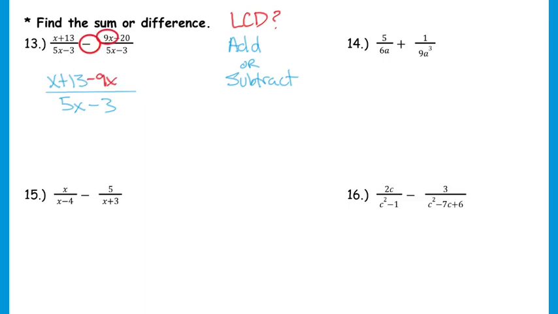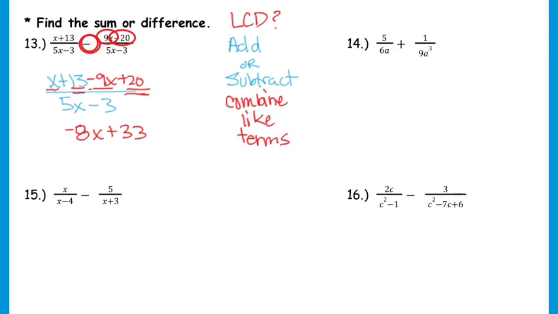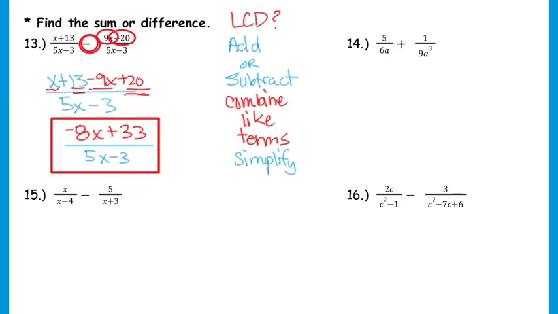And we're going to subtract a negative 20, which means we add it, right? And now we simply combine our like terms. That's what it's like to add and subtract polynomials. So we have negative x, 9x, and an x gives us negative 8x, and 13 plus 20 is 33, all over 5x minus 3. And I cannot simplify here. There's nothing to factor out to reduce, so I'm done.